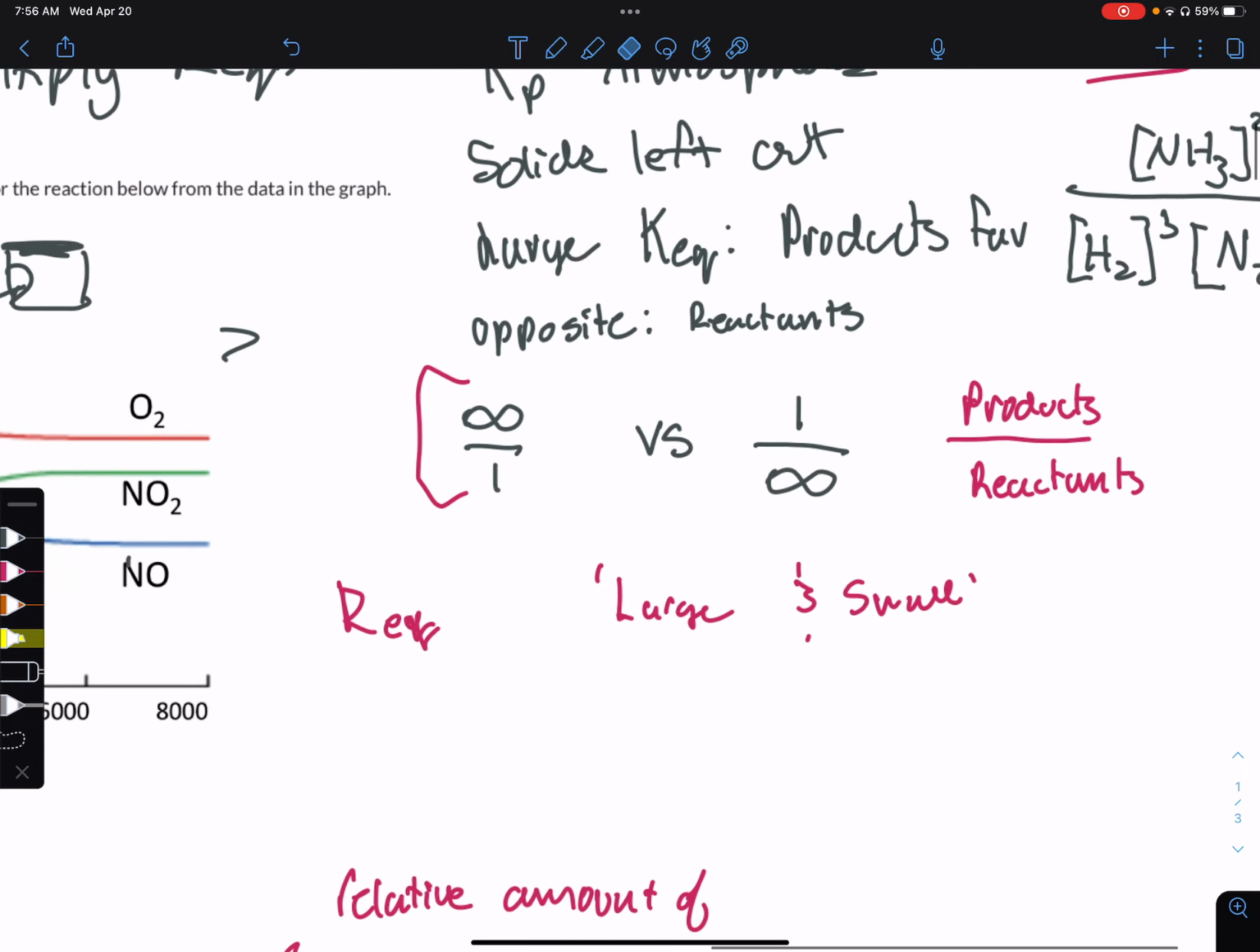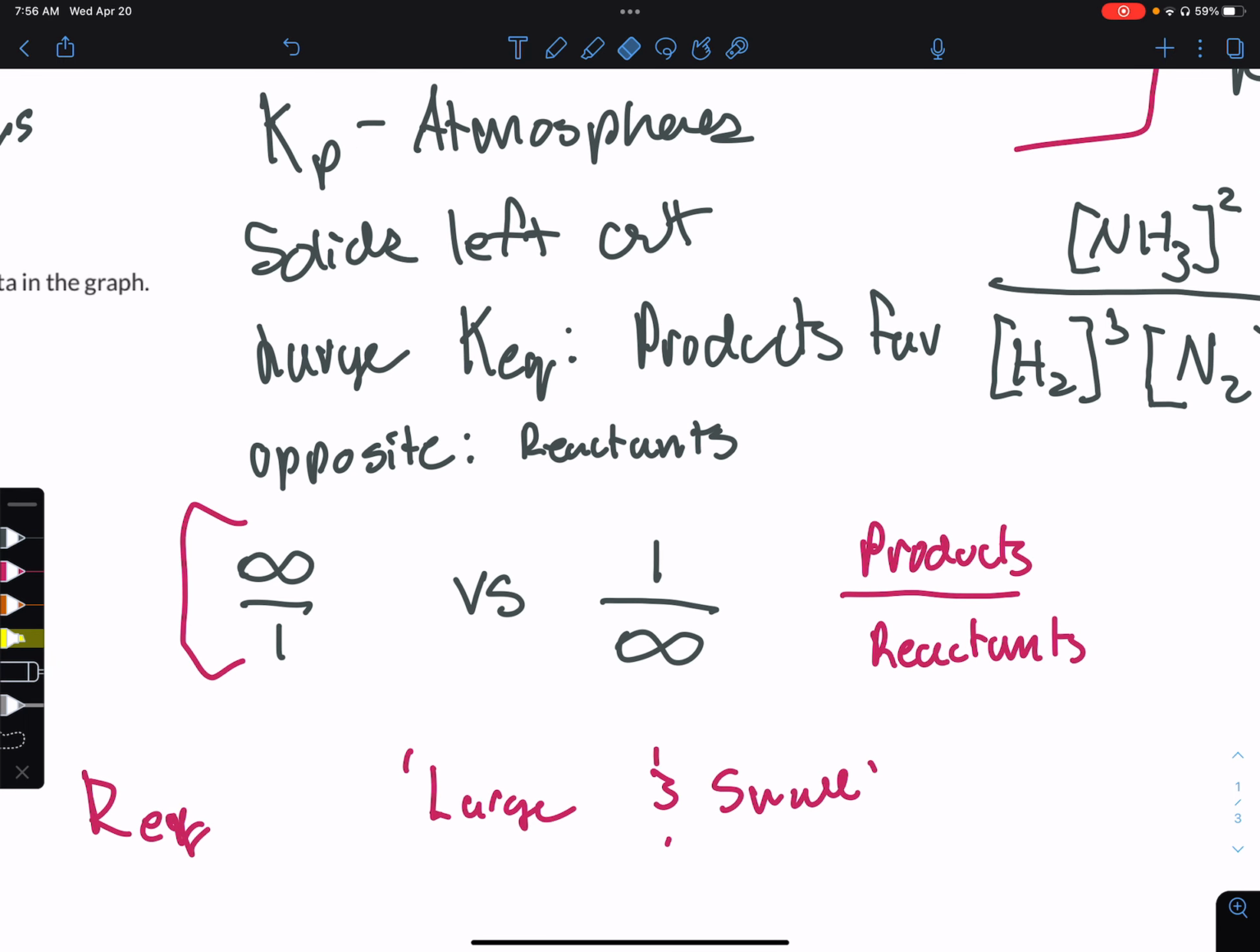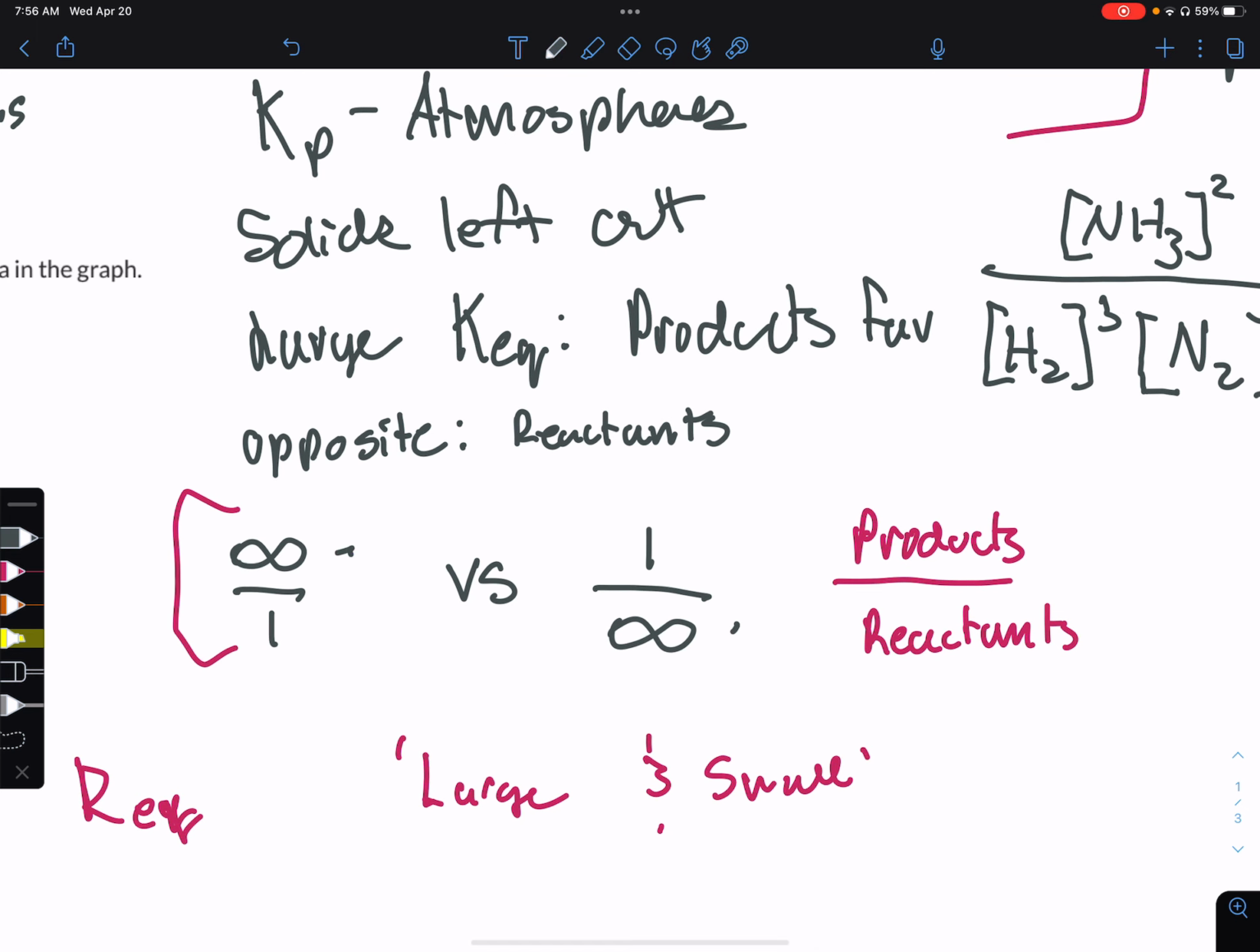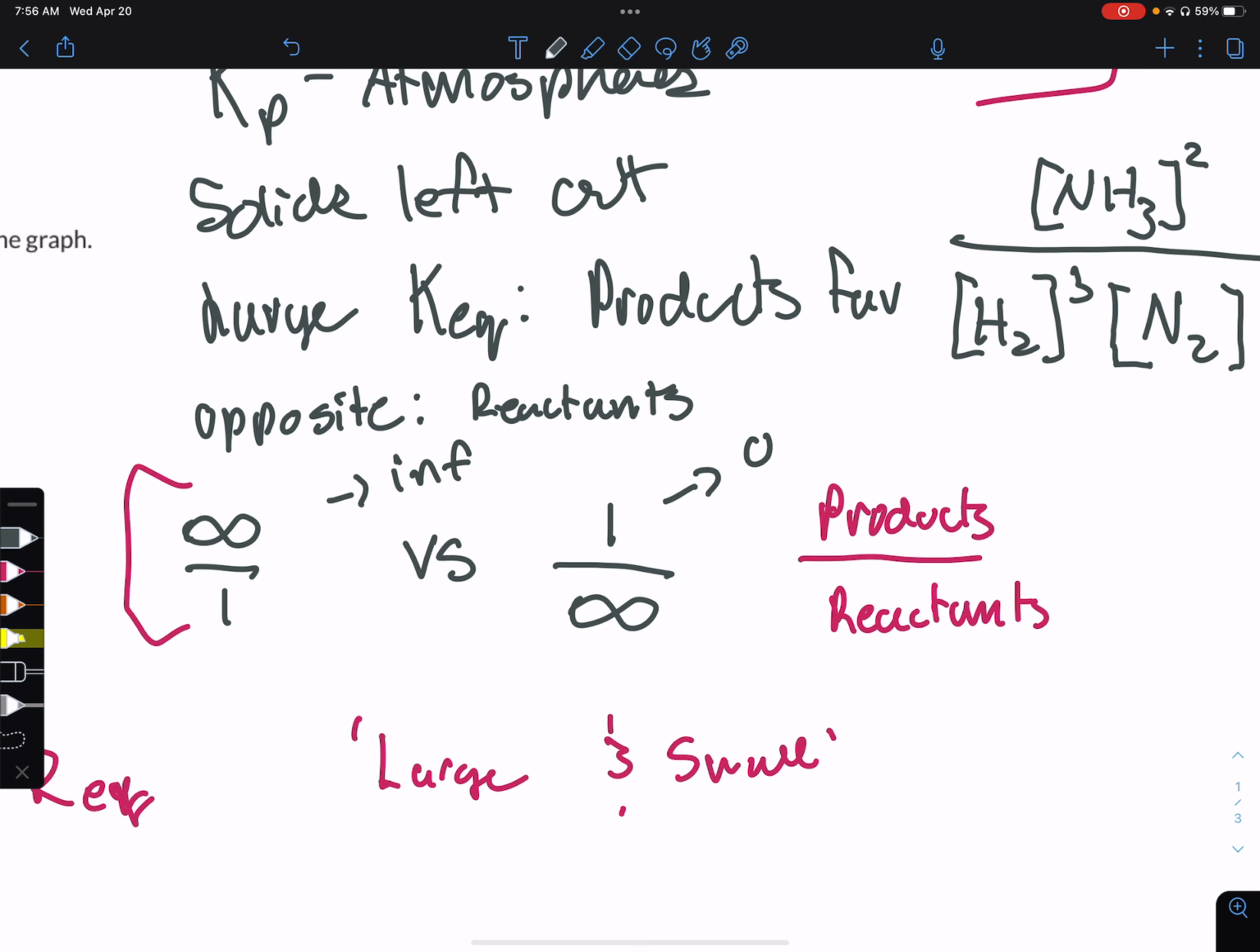And we can use how big or small the KQ value is to find out if what we're doing is actually going to increase the amount of product or reactant we're making. Oh man, that sounds complicated, but if you're in calculus, you're probably familiar with seeing infinity over one or one over infinity. And if this was a limit, we'd say that this tends to infinity, because obviously infinity over one is that. So this is like infinity, but this tends to zero.